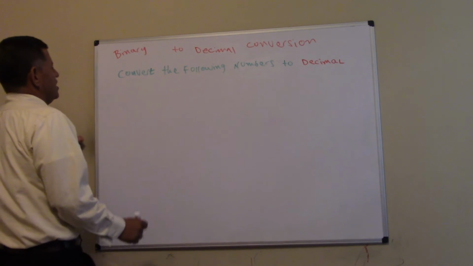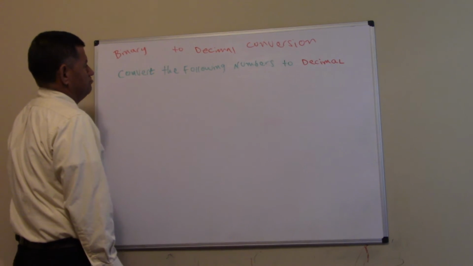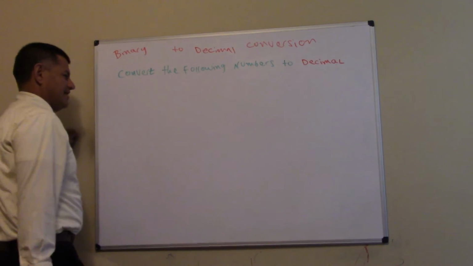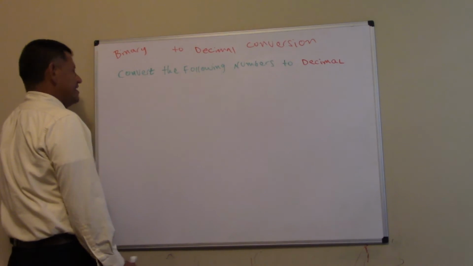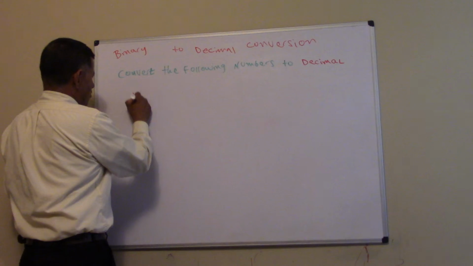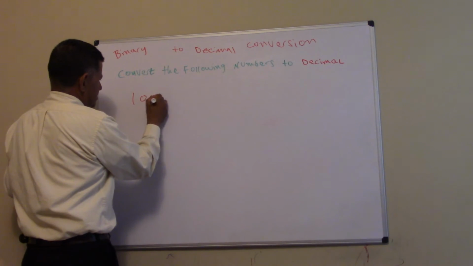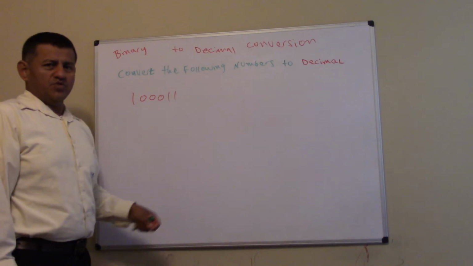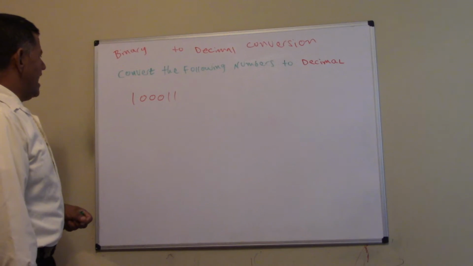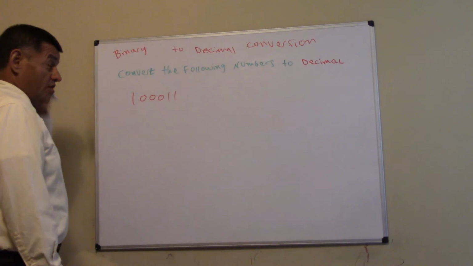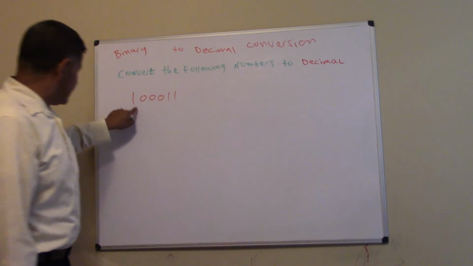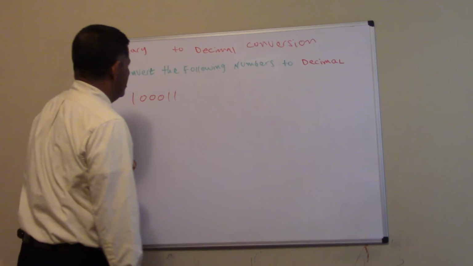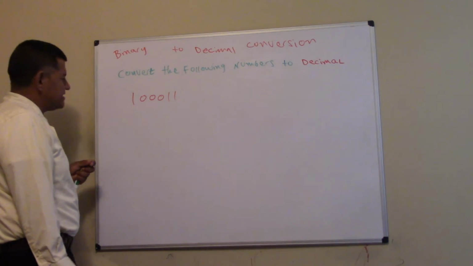Let's say the number that you just did, right? So we had 1, 0, 0, 0, 1, 1. That is the answer that we just got on the last problem. Okay, so let's convert this number to a decimal and see what we get.